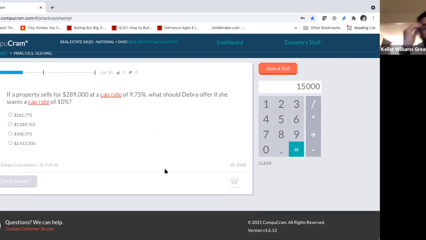All right, a property sells at $289,000 at a cap rate of 9.75%. What would Deborah offer if she wants a cap rate of 10%? Is it A, $281,775, B, $2.5 million and change, C, $308,975, or D, $2.4125 million?